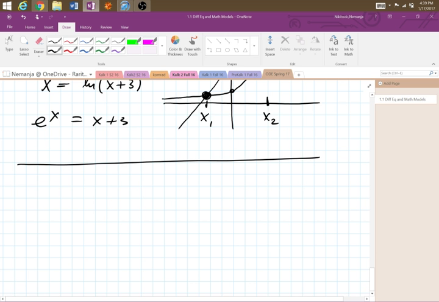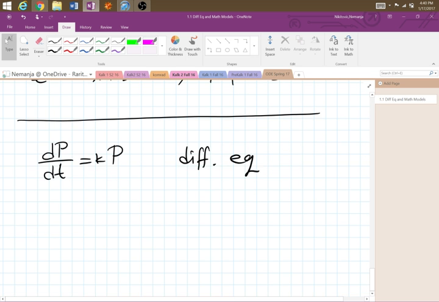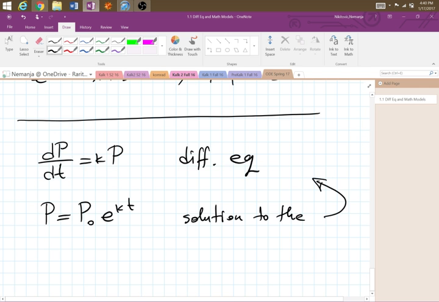Now I want to write this terminology so that we are all on the same page from day 1. And that is dP/dt = kP is called a differential equation. P = P0 e^(kt) is called a solution to the differential equation. There's more to it. It's actually the general solution, but there is a particular one. Well, we'll talk about that.